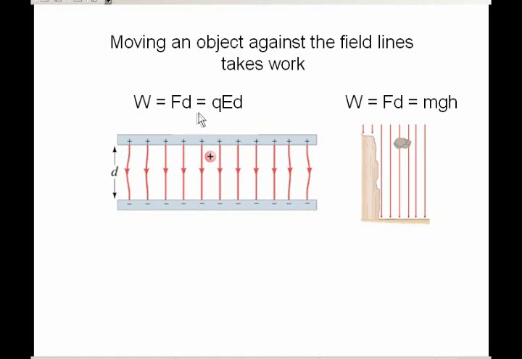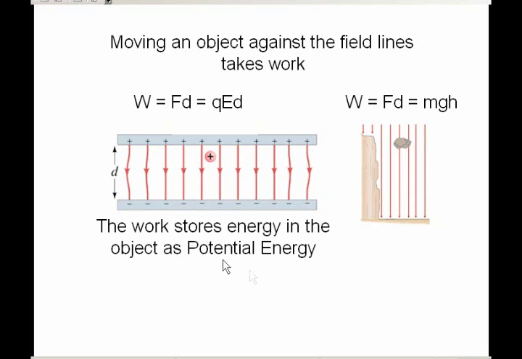Work is force times distance, and for the parallel plates, we know the force on the charged particle is Q times E, where E is this field that we're moving that charged particle Q through. D would be the distance between the plates. On the Earth, the force is the weight of the object, m times g, and the distance we're lifting it is the height. Work stores energy in the object as potential energy. Both the rock and the charged particle have potential energy after we've pushed it upwards.